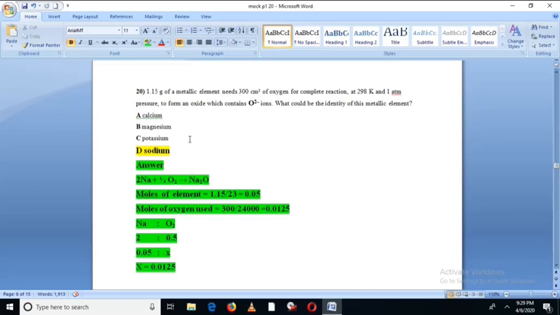For the other ones, options A, B, and C, you can try on your own. The answer would not come out to be 0.0125 moles. So our best suited answer or option is D.